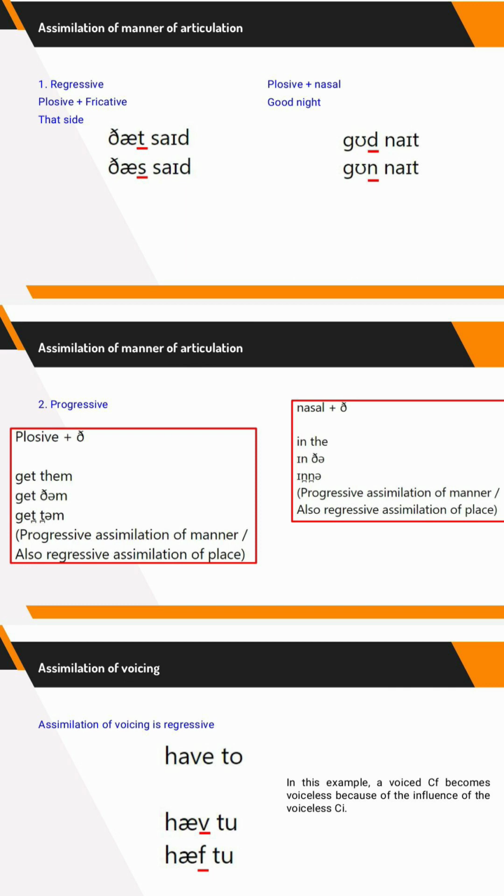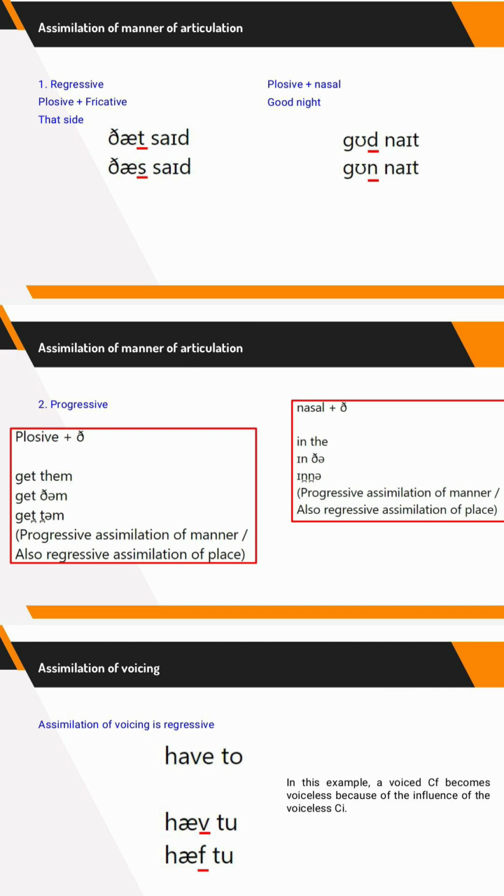Number 3, assimilation of voicing. Assimilation of voicing is always regressive, and you can see that regressive assimilation is really the most common type of assimilation in English. In assimilation of voicing, the voicing of CI affects the voicing of CF. So if CI is voiceless, CF becomes voiceless. If CI is voiced, CF becomes voiced too.